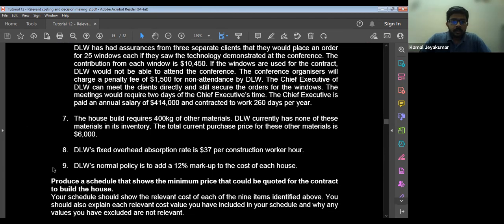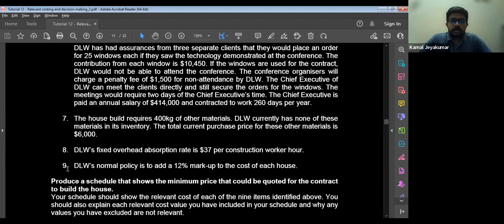Okay, point number 8. DLW's fixed overhead absorption rate is $37 per construction work hour. So it's an absorbed fixed cost, and absorption cost we don't take as relevant. So there is no relevant cost there. The relevant cost there is 0.